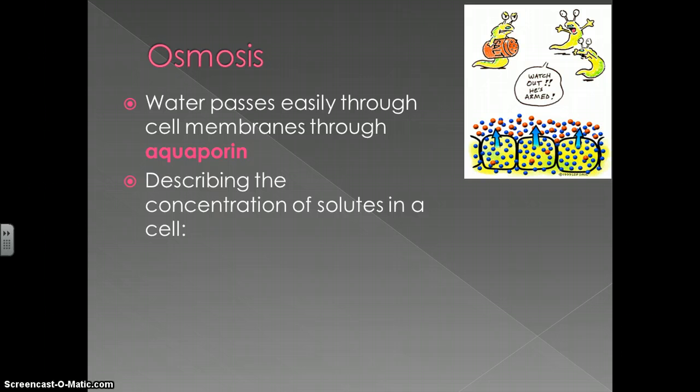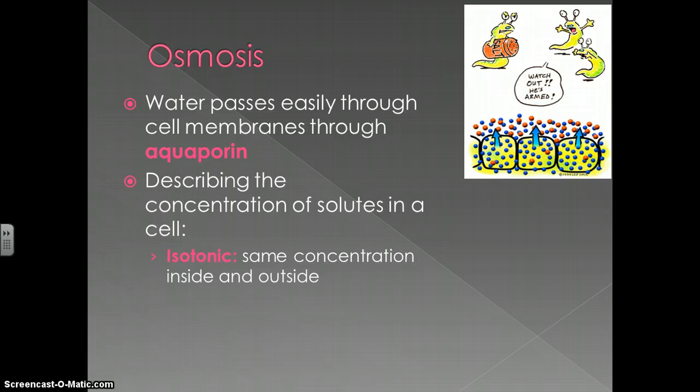Three terms describe the relative concentrations of solutes inside and outside a cell. These are comparison terms, so they're always used in relation to their surroundings. Isotonic means concentration of solutes is the same inside and outside the cell. As a result, the same number of water molecules is moving into the cell as are moving out of the cell. Notice that the movement of water doesn't stop, it's just equal moving into and out of the cell.